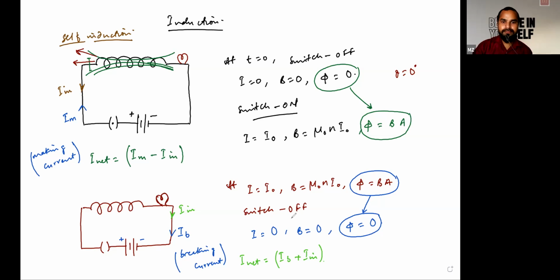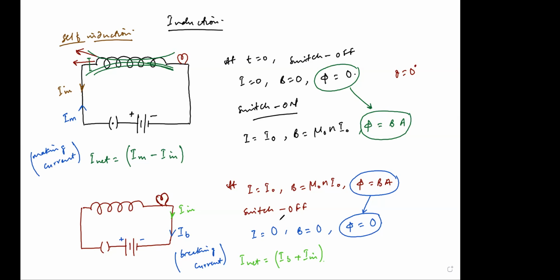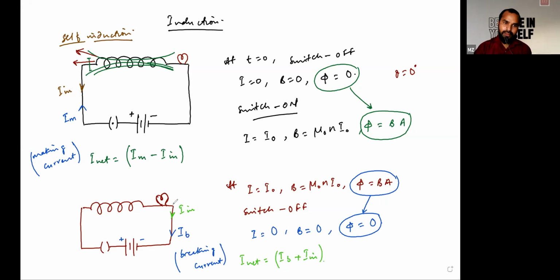So net current in this first situation would be I making minus I induced. While in the switching off state, the flux starts decreasing. So according to Lenz's law, the induced current will align itself in such a way that it opposes the change. Since the current is decreasing, it will align along the same direction to increase it, so that net current in this situation becomes I breaking plus I induced. Now just compare the net current in these two situations. In which state is net current more? In the second state. So the bulb will glow brighter in the second situation. Is it clear to everyone?